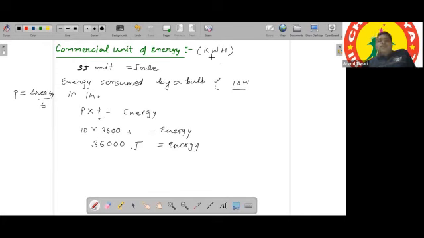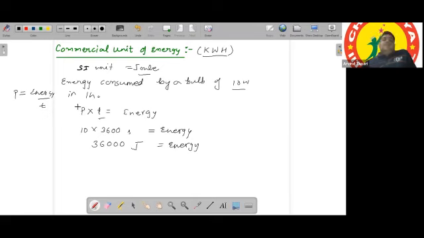Okay. So, if you are asked what is the SI unit? The SI unit is the joule. If you are asked what is the commercial unit, that is the kilowatt hour. And it's very easy. How do we obtain the kilowatt hour? See, from the formula of energy only. Since the formula of energy is given as power into time.